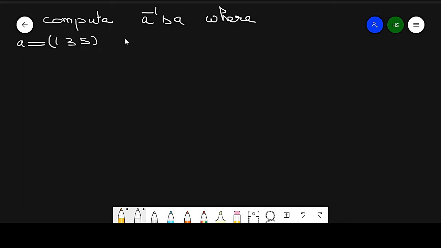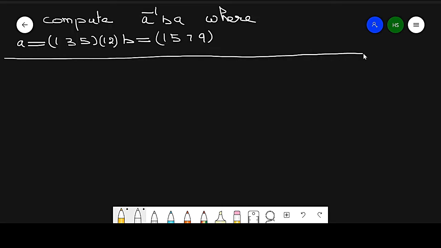Now understand this concept. The next question is: compute A inverse B A, where A is equal to the cycles (1 3 5)(1 2) and B is the cycle (1 5 7 9). My aim is to find A inverse B A.